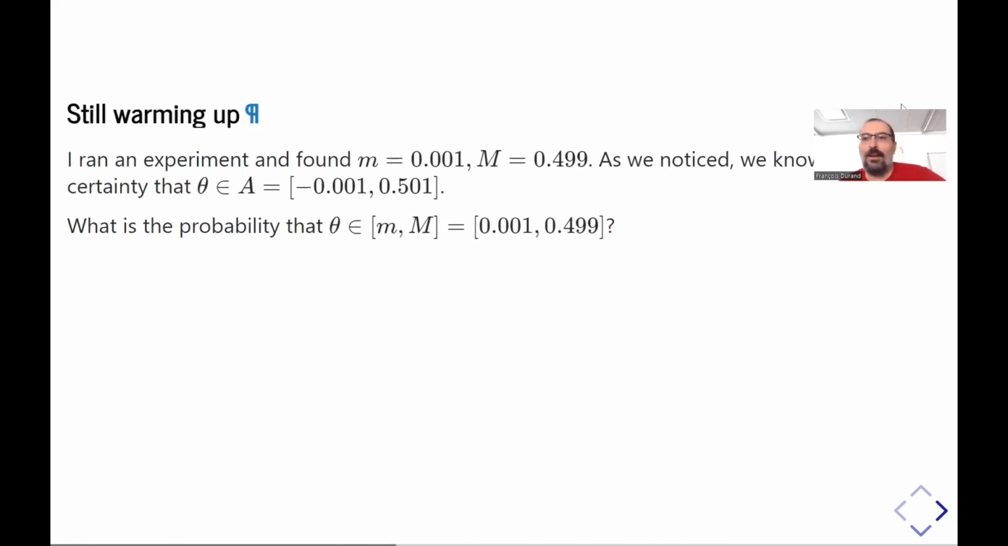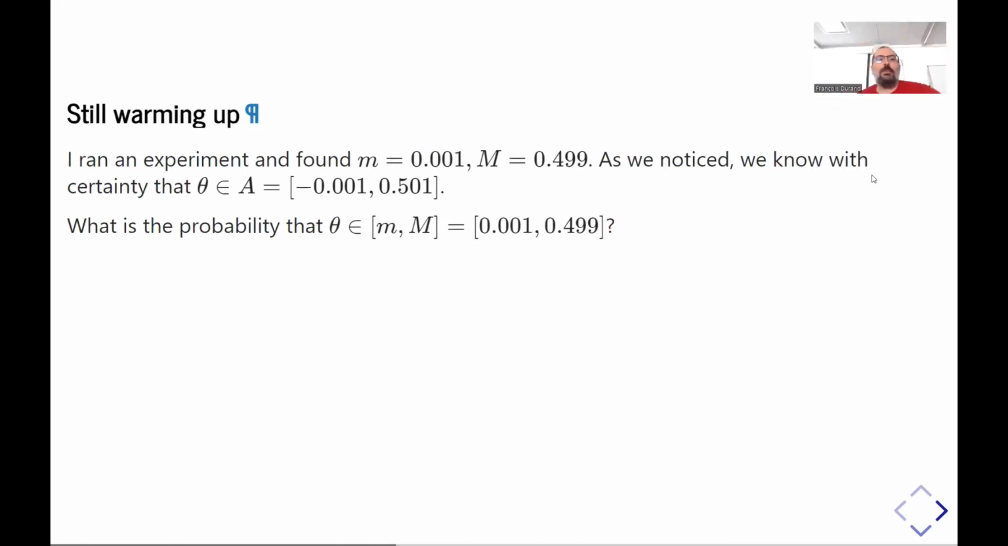Still warming up. Assume that I run an experiment and I found that little m is equal to something very close to 0 and big M is something very close to 1/2. So we have just noticed that we are sure that theta is in the interval from minus something very small to plus something that is slightly greater than 1/2. What would be the probability that theta is between little m and big M?